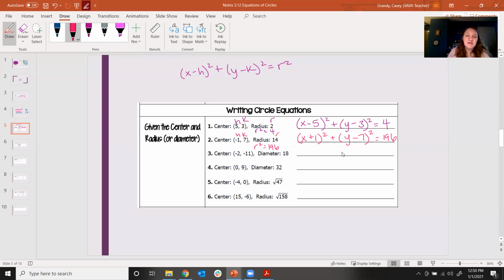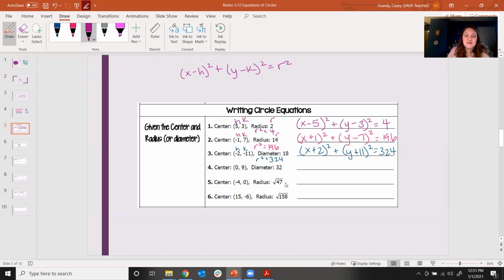Okay. I would like you to try number 3. Try number 3 now. Do that one. Okay, so you should have X plus 2 squared plus Y plus 11 squared equals 324. Double check the details. Do you have a plus 2 and a plus 11? Did you remember to square both of your parentheses? Did you put 324 here and not 18? Okay, if you did all of those things and you have it written just like I do, you got it 100% correct and you did a great job.